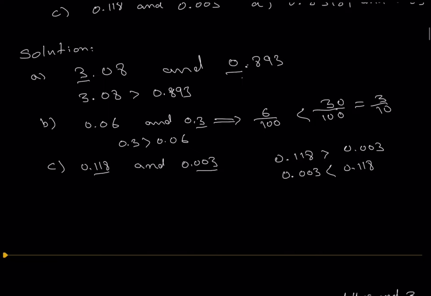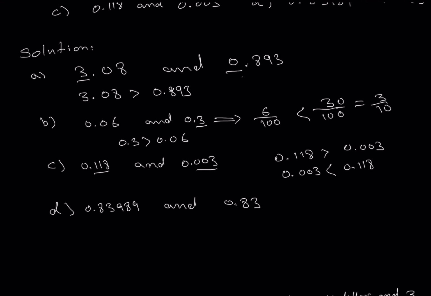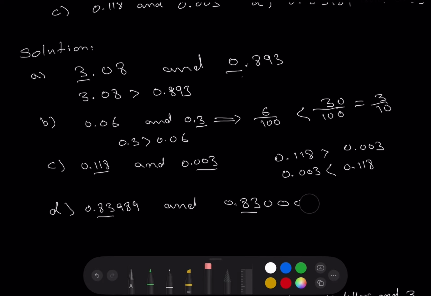Now number D will be 0.83989 and 0.83. To solve this one, it's kind of tricky because these two digits are the same. If a decimal number doesn't have anything after the last digit, you can add a million zeros here, but it doesn't matter, because a zero after the last digit of a decimal, which is this 3, doesn't mean anything. We can add as many zeros as we want, just to make it look good.